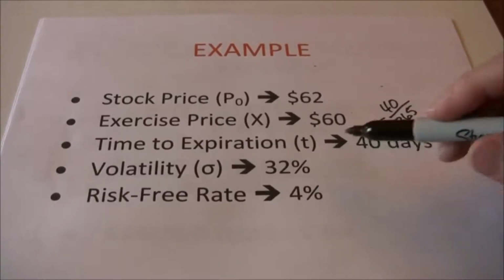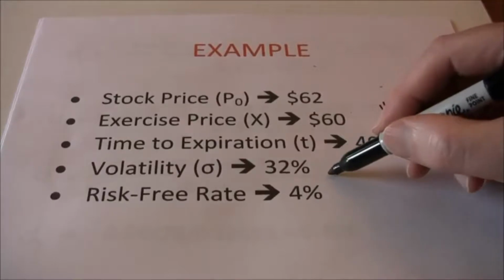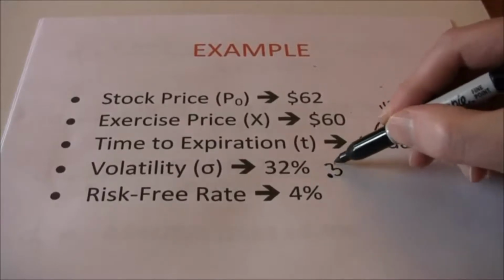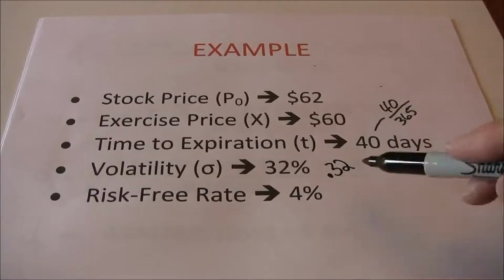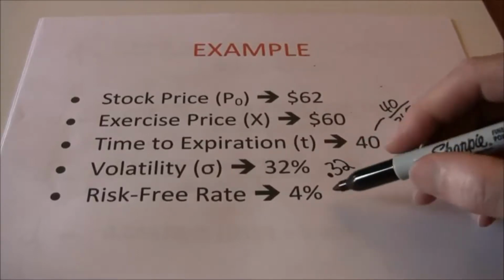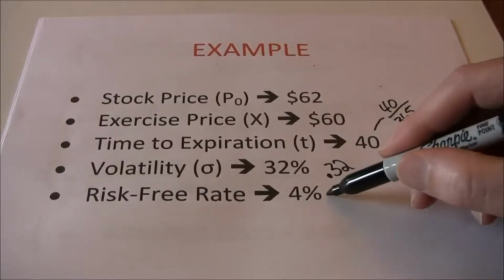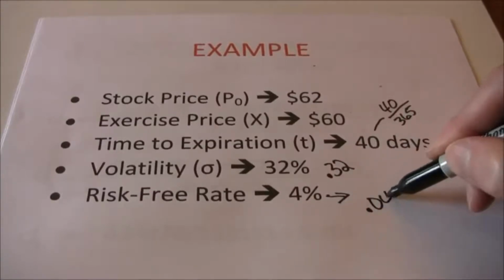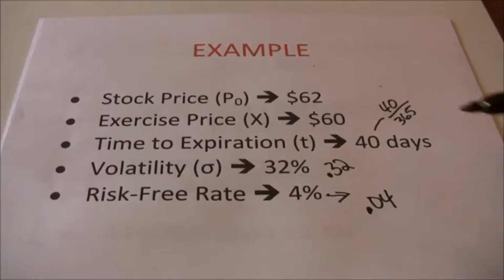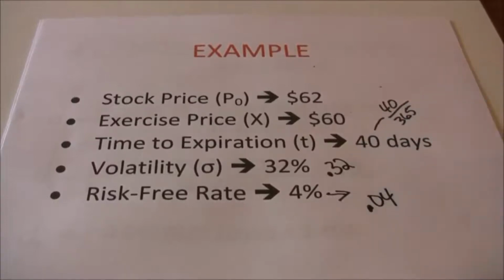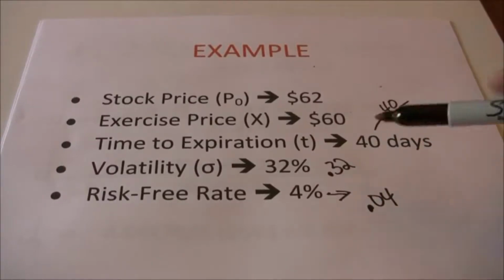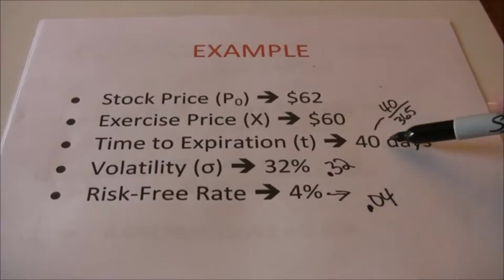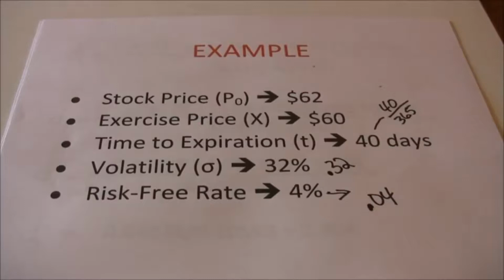Volatility, 32%. And again, when we plug that into our formulas, it's going to be 0.32, and the risk-free rate of 4%, which in our formulas is going to be 0.04. So our percentages have to be plugged into the formula as decimals, and time should be as a fraction of a year. Now that we have that set up, let's go through the calculations.